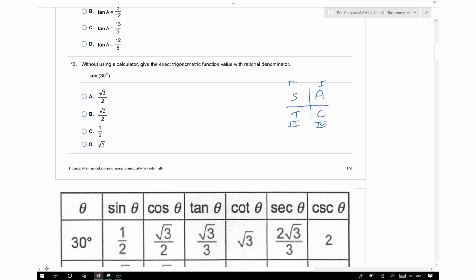Number 3, it's asking you to find the sine of 30, and they want you to give the exact trig function. So in this case, you're going to have to refer to the chart, and we know that sine of 30 is equal to 1/2. And since we know that in the first quadrant, all the trig functions, sine, cosine, tangent, are going to be positive, then we know that sine of 30 is going to be 1/2.